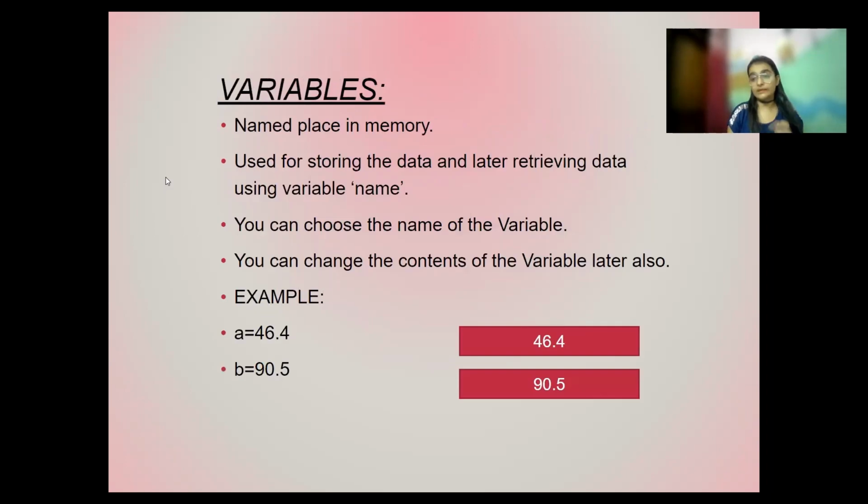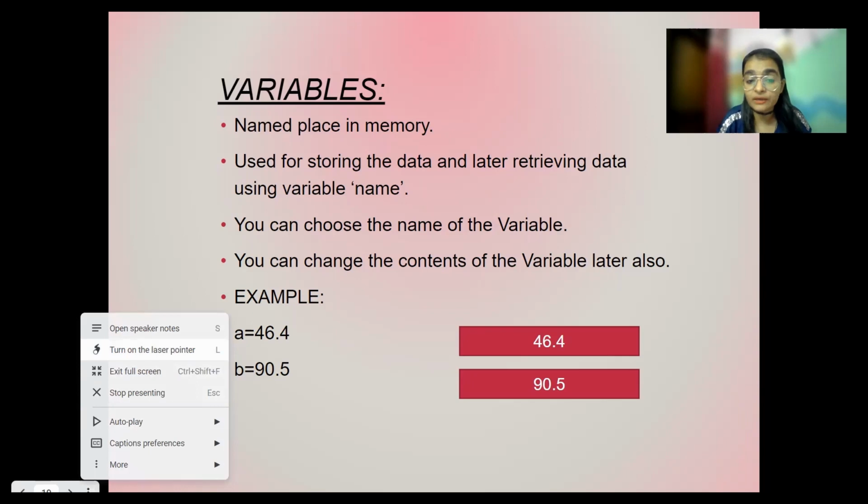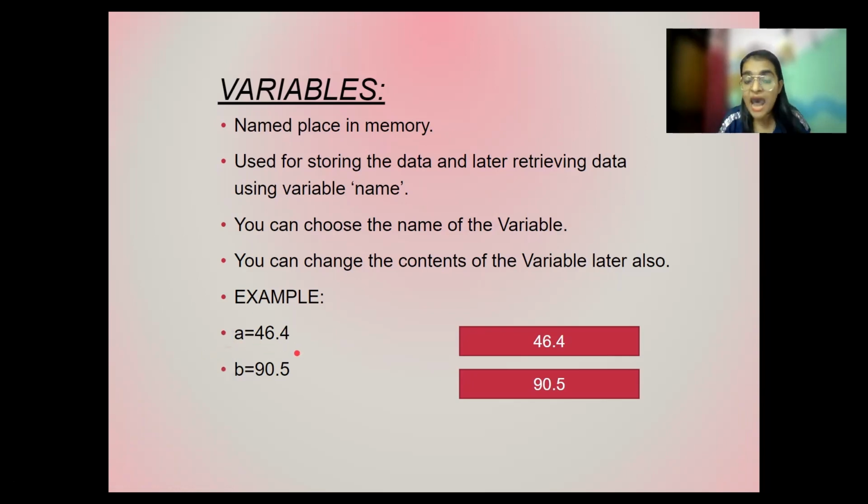Now, variables. If constants are one side of the coin, then variables are the other side. Variables are names placed in memory. Let us suppose we have a variable A, and we have given it a value of 46.4. Then we declare a variable B and initialize it with a value of 90.5. Let us suppose this box is the computer's memory, in which the variable name is actually stored.